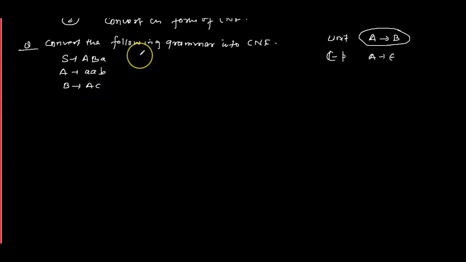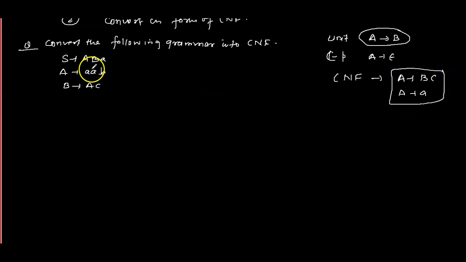So we have nothing to do with these two. Step 1 is already finished. Step 2 means we need to convert into CNF. The CNF definition is: a non-terminal should be connected with two non-terminals or only a terminal. These two.